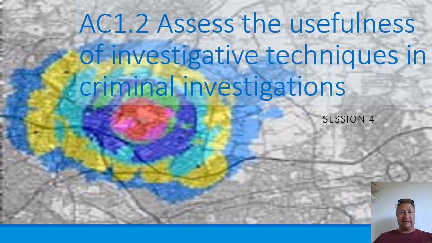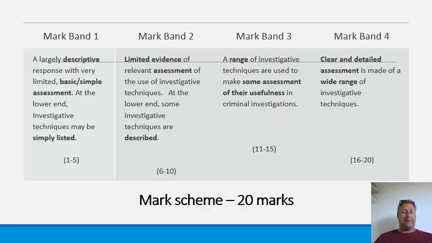Okay, morning guys, this is AC 1.2, lesson 4. And just to remind you about 1.2, remember this is the big criteria in your controlled assessment, so we're making sure all this work gets done really well, aren't we?